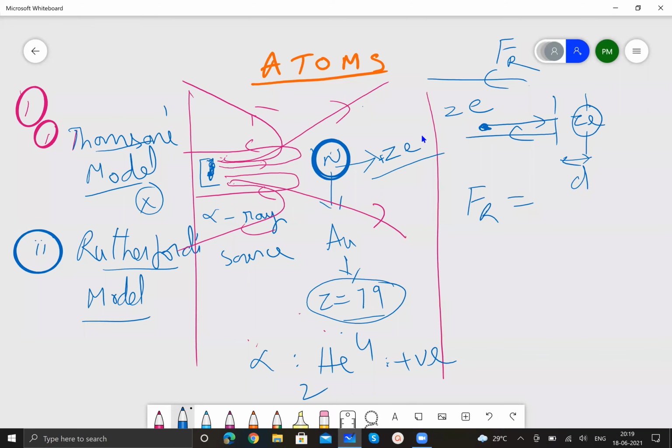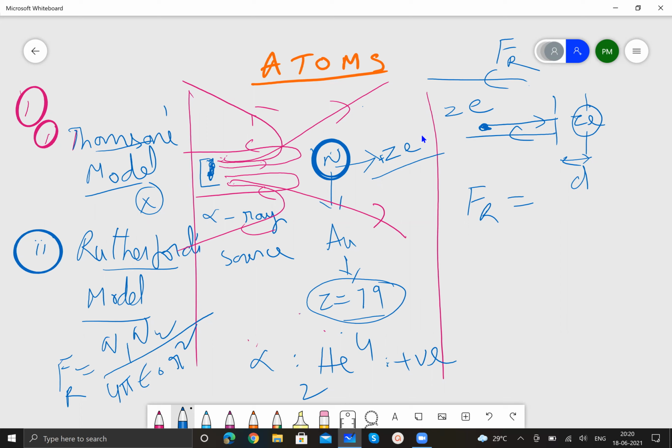According to Coulomb's inverse square law, F is equal to, what is the formula for electrostatic force? It is Q1 Q2 by 4 pi epsilon naught r squared. It is the electrostatic repulsive force between two charges Q1 and Q2 separated by a distance r. Hear carefully: the electrostatic repulsive force between two charged particles with charges Q1 and Q2, at distance r in a vacuum, is given by Q1 Q2 by 4 pi epsilon naught r squared.